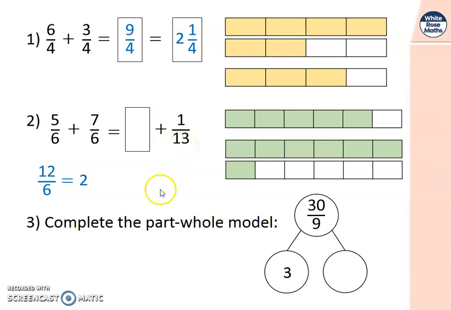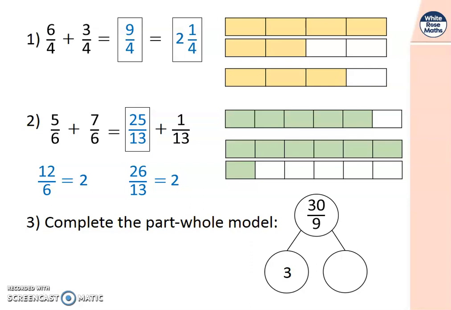Therefore, on this side, it needs to make 2 whole ones, but this time we're working in 13ths. How many 13ths would there be in 1 whole one? 13 13ths. So how many in 2 whole ones? 26 13ths. Therefore, on this side, 1 13th add something has to make 26 13ths. 1 add 25 13ths will bring it to a total of 26 13ths, which is also equal to 2 whole ones.